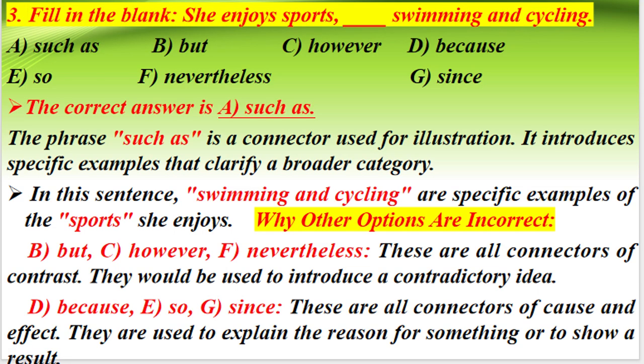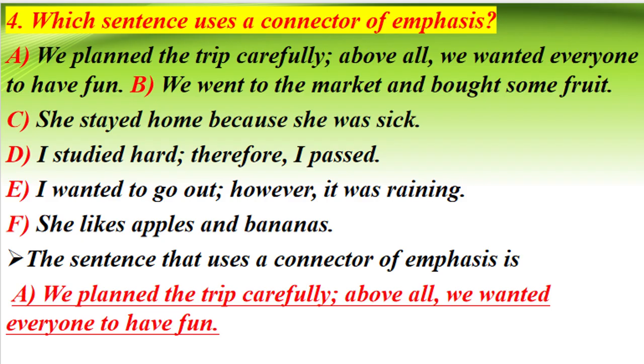Point 4. Which sentence uses a connector of emphasis? A. We planned the trip carefully. Above all, we wanted everyone to have fun. B. We went to the market and bought some fruit. C. She stayed home because she was sick. D. I studied hard, therefore I passed. E. I wanted to go out. However, it was raining. F. She likes apples and bananas.